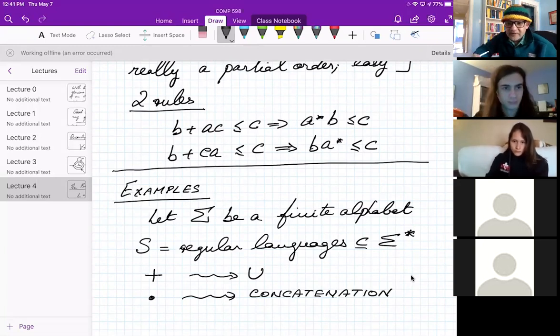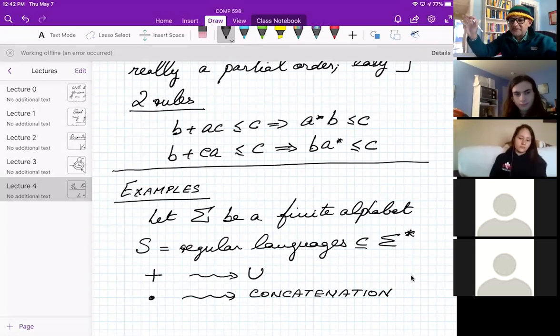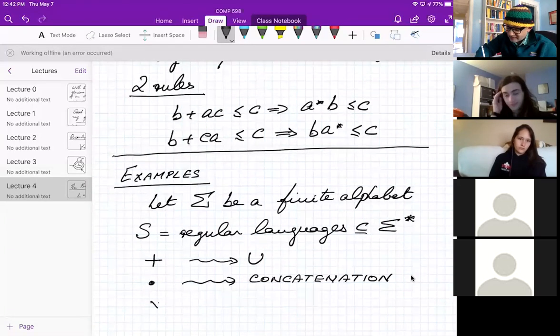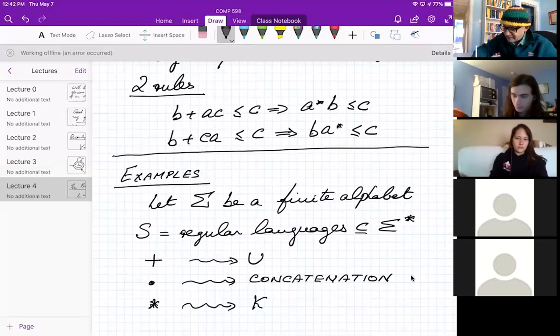So if you remember, concatenation of languages means you take every word from the first language and every word from the second language, concatenate them, so you get a whole bunch of new words. That's the concatenated language. Always two pieces, one from this language, one from that language, any combination, you put them together. And of course, this abstract star of the Kleene algebra is the Kleene star.